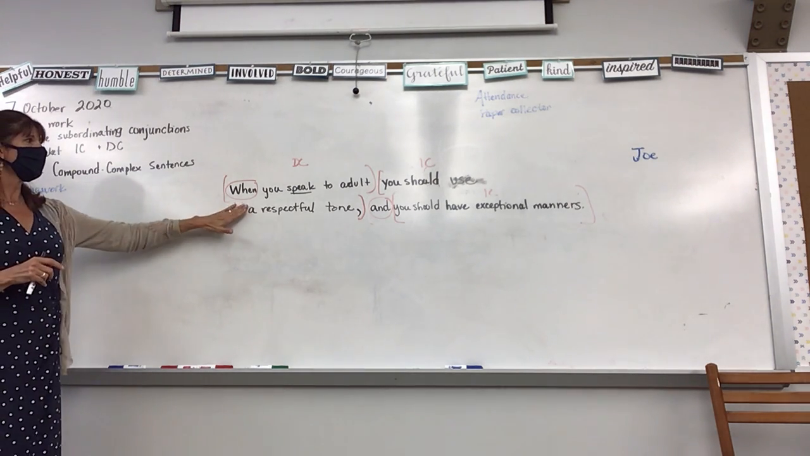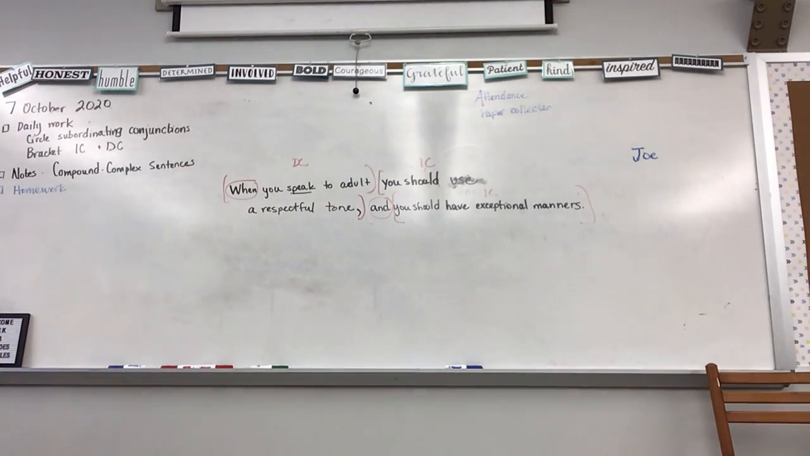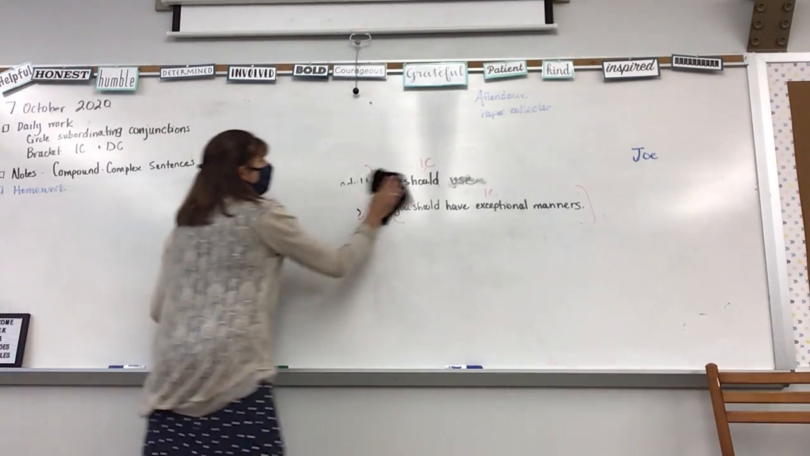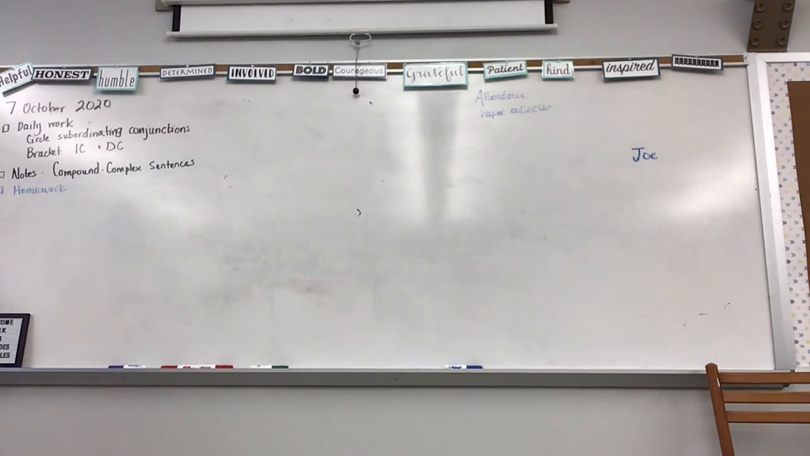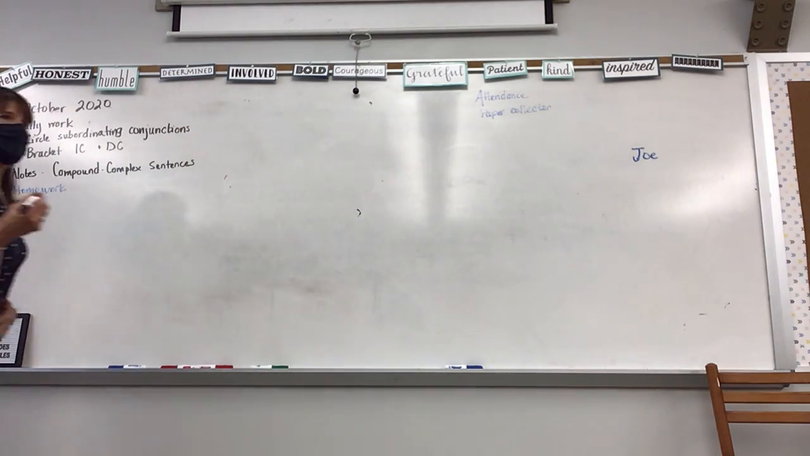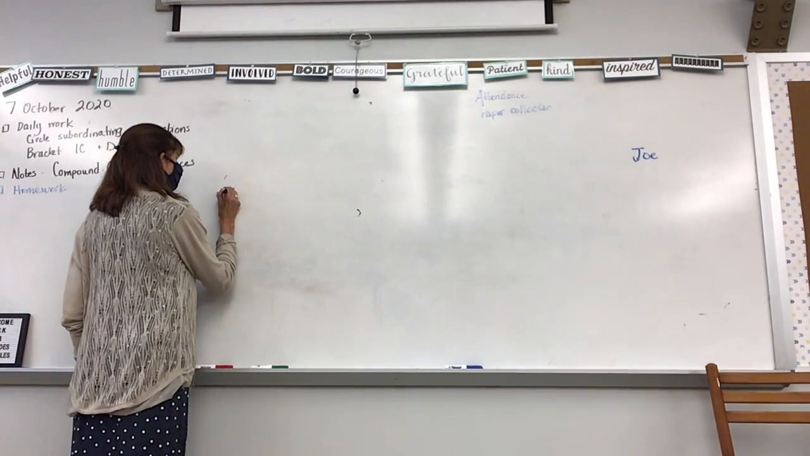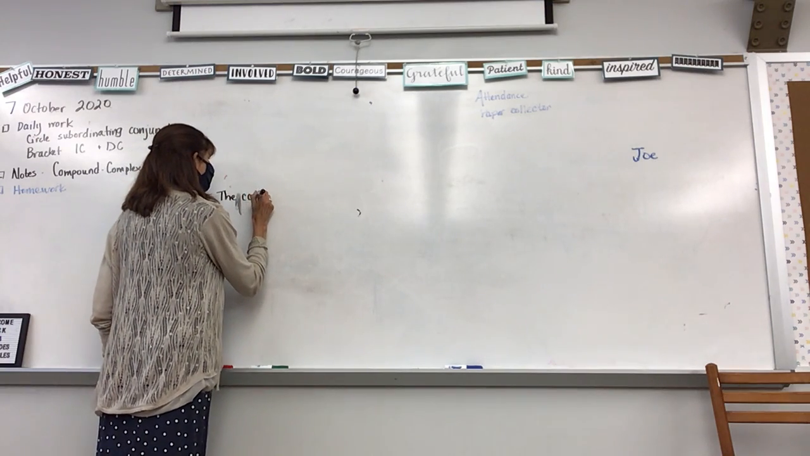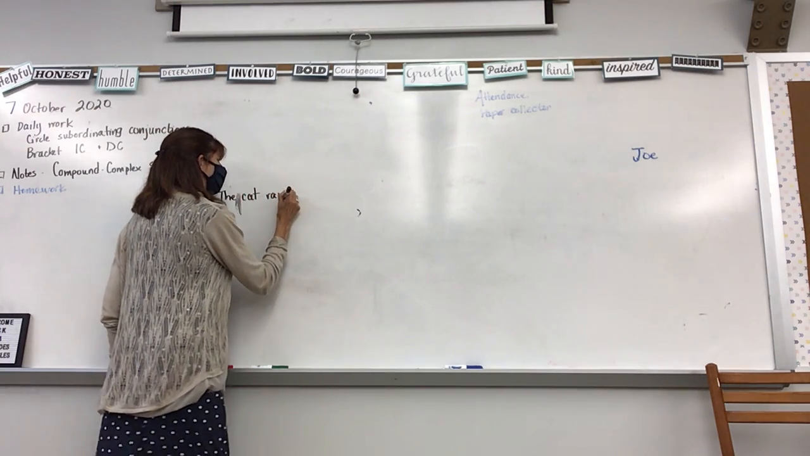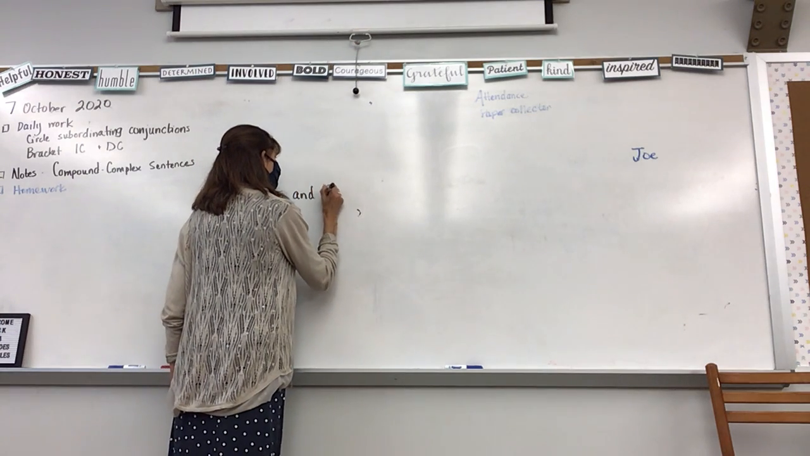So you can start with a dependent clause. The other way that you can form them is you can start with a compound sentence. So can somebody give me a compound sentence? Somebody who is very good at creating, Davis? The cat ran and the dog barked. Oh my, the cat ran, and it's short, I like that. The cat ran and the dog barked.